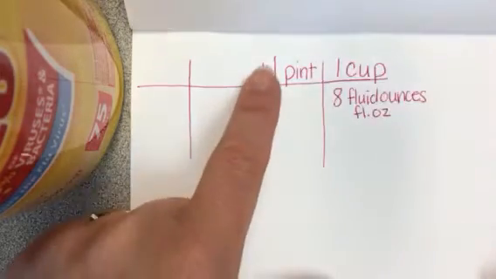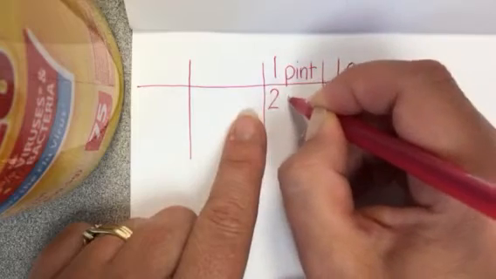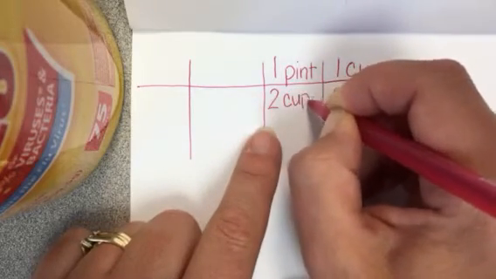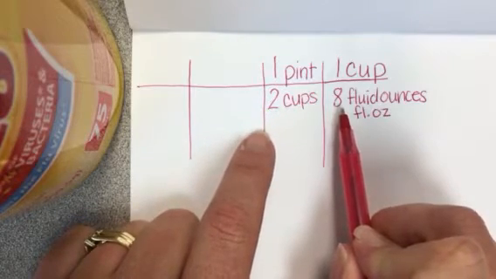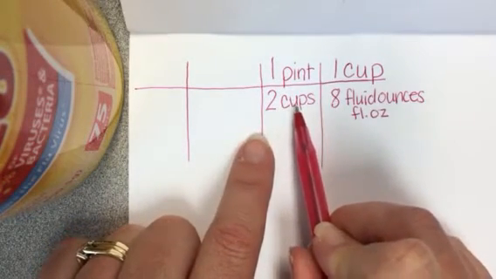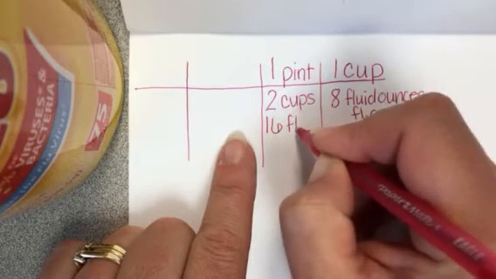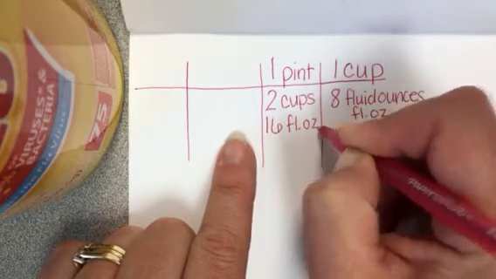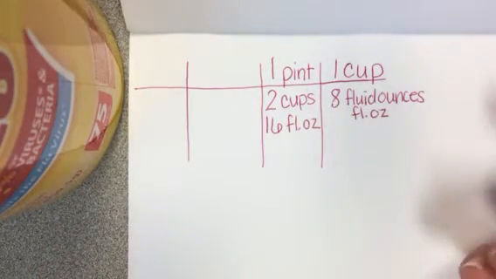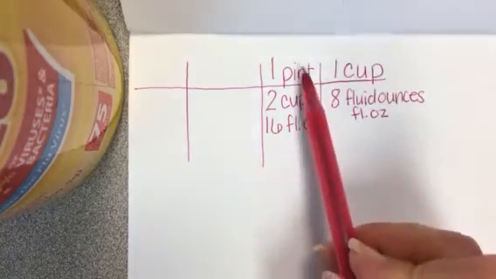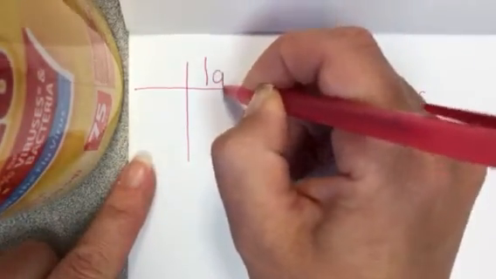Okay, 1 pint is equivalent to 2 cups. And in 2 cups, each cup there's 8 fluid ounces. So how many fluid ounces would be in 2 cups? That would be 16 fluid ounces. So 1 pint is equivalent to 2 cups and 16 fluid ounces. So let's go larger than 1 pint. Larger than 1 pint would be 1 quart.